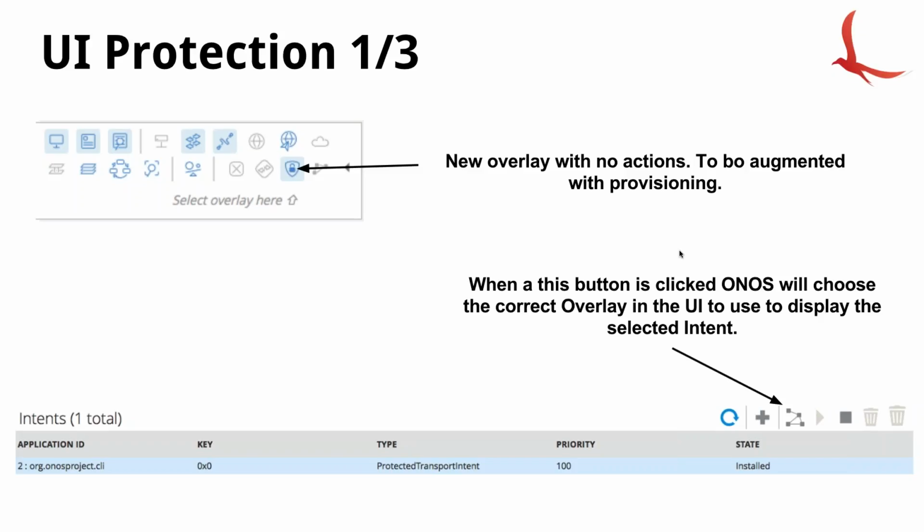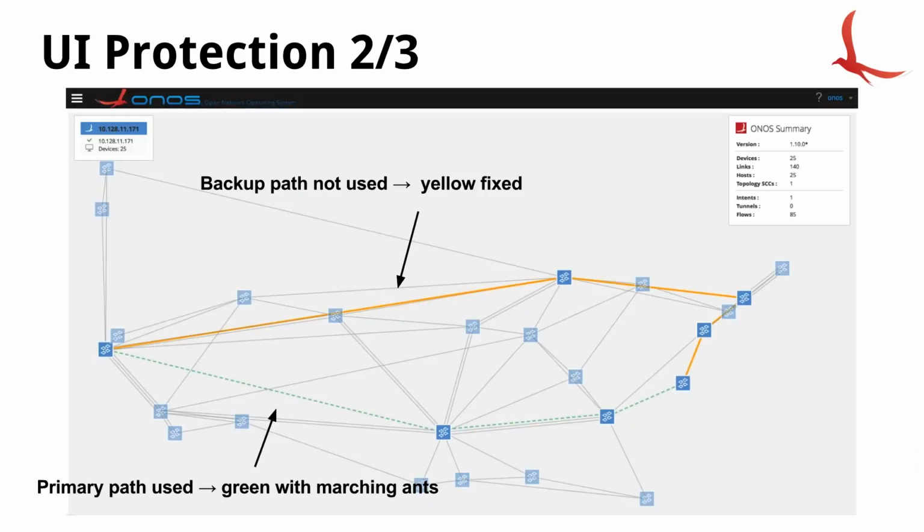To view a protected intent, you need to have it in your system. You go into the intent page from the UI, and then you click that little topology button. Simon implemented a mechanism that will figure out which overlay can show this intent, so it will go to the proper overlay, in our case, the protection overlay. Jan, can you go to the next slide, please? And basically show the intent. We selected the primary path to be green with marching ants, and the backup path to be yellow. It also highlights the devices that are in the protected intent, so it shows both primary and backup path.